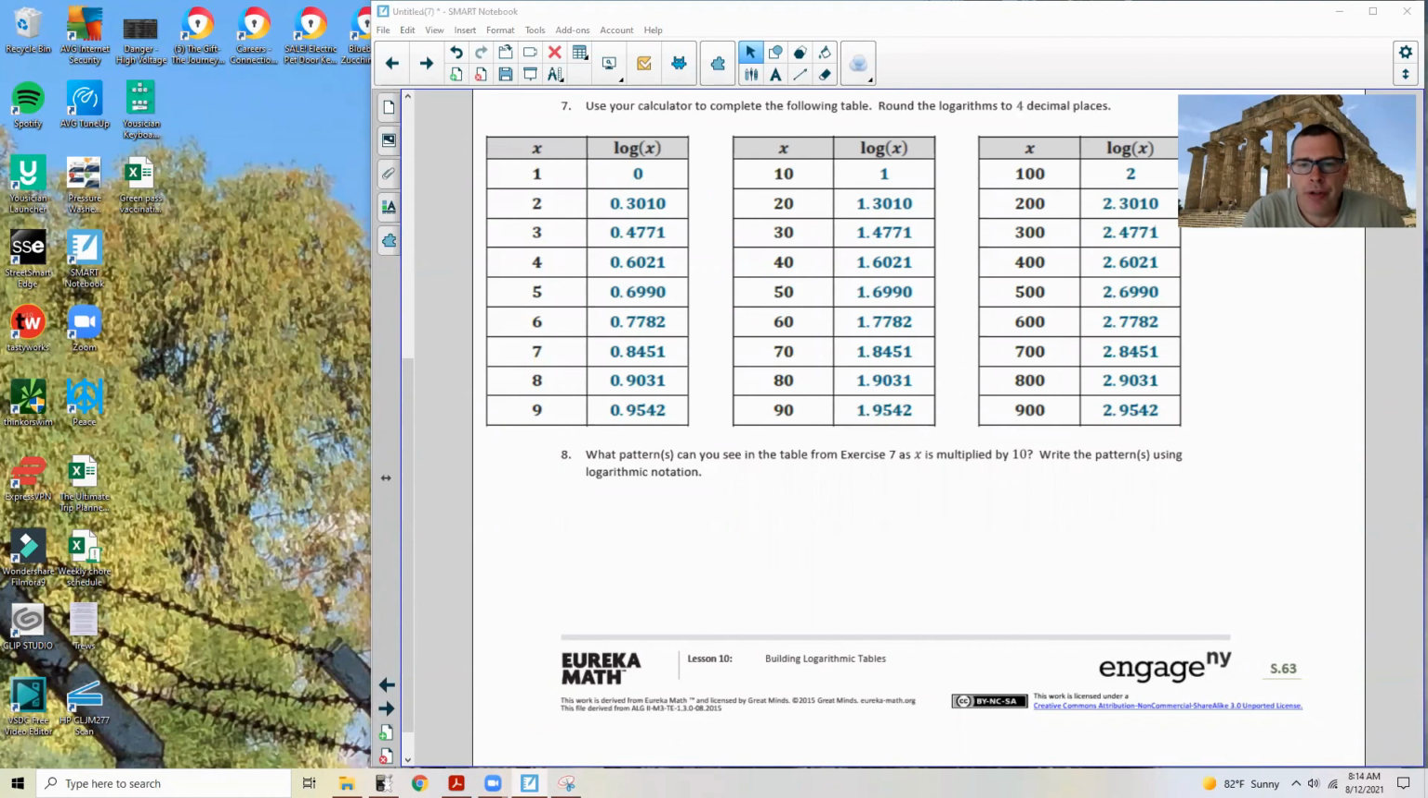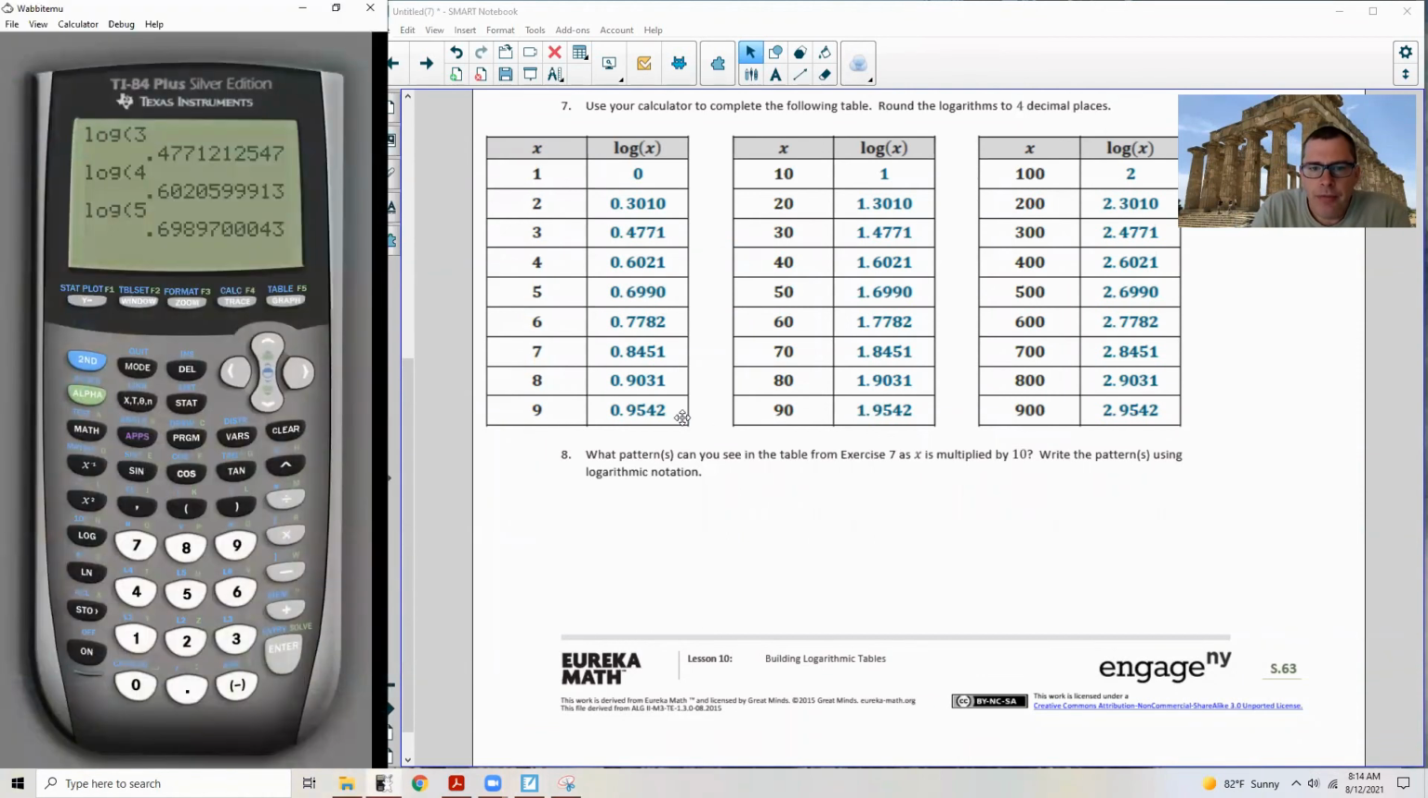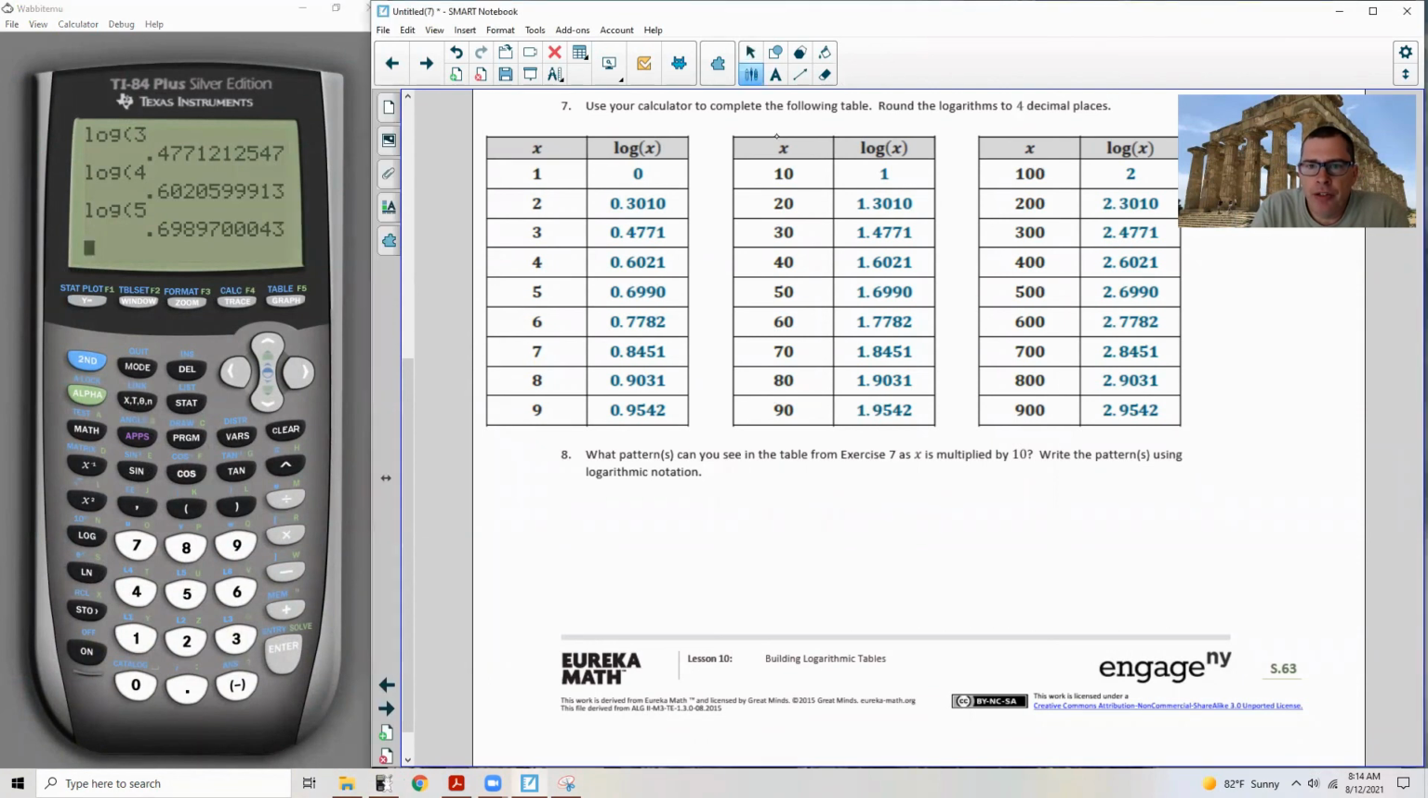Okay, so here we go. There it is. This is the log of the values that we were asked to find. So let's look at something here. Log of 10 is 1. Log of 100 is 2. And then log of 1000 would be 3.